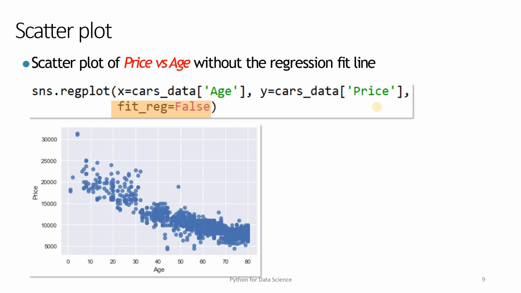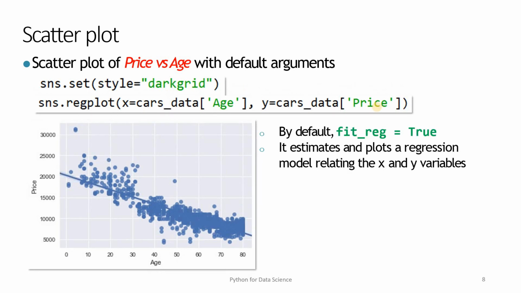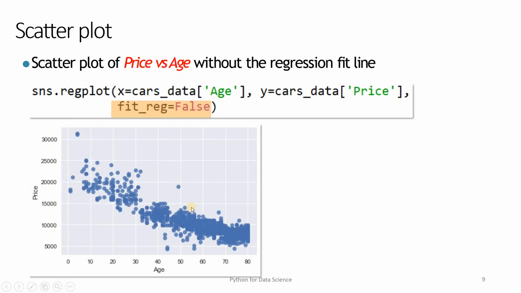You can see here that, as mentioned earlier, by default it is true. That is where you get a regression line over those scattered points, but if you set it as false, you would not be getting the regression line. Here you are getting the regression line over the graph, but here you are not getting this.